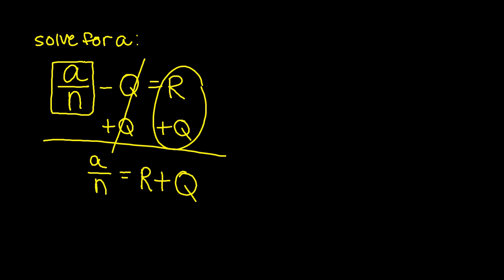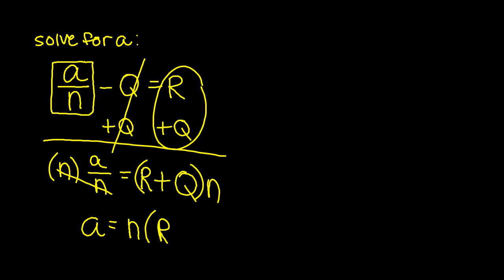And then what? What can I do about the fact that right now there's an n on the bottom of this a? What do I do to get rid of that over n? Right, so the way we get rid of divide by n is times n. We're going to multiply both sides by n. And that's going to give us a equals n times r plus q. And that would be a very okay place to end your answer. That's a really nice answer.